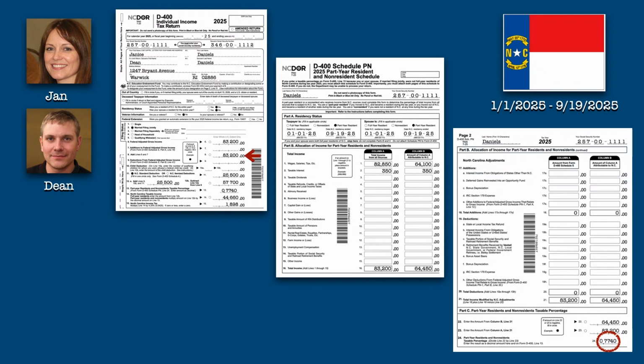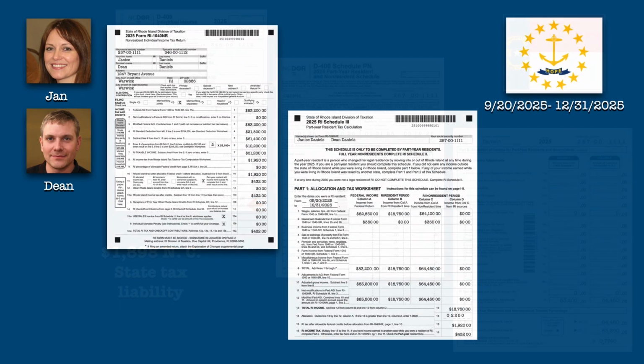Now we switch to the D400 tax return. It shows the income from all states and subtracts the standard deduction, resulting in a taxable income. The ratio from Schedule PN is then applied to the taxable income, and the result is multiplied by the state income tax rate, resulting in a North Carolina state tax liability of $1,898.